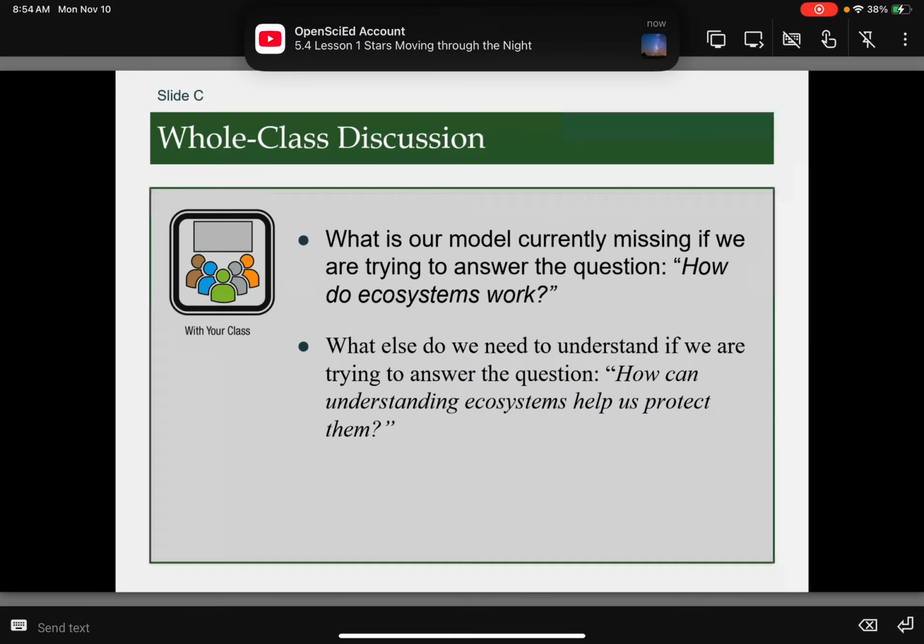The different relationships, like the indirect. Okay, so we can show a more complex way of showing how these relationships work. We should be able to do that and how they might affect each other. Okay, what else? That's probably the biggest thing right there, showing those complex relationships in an ecosystem.